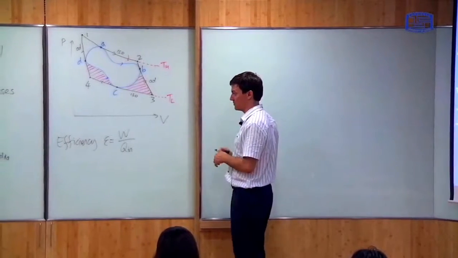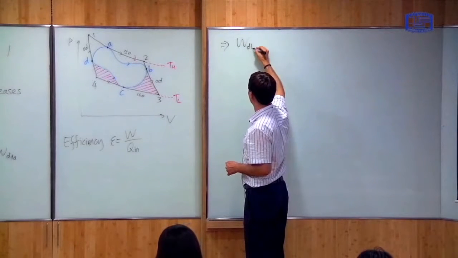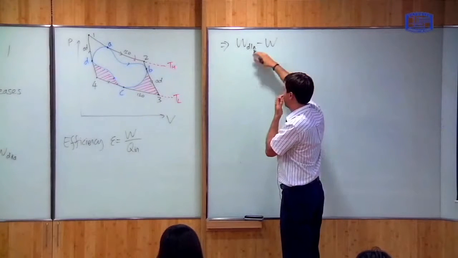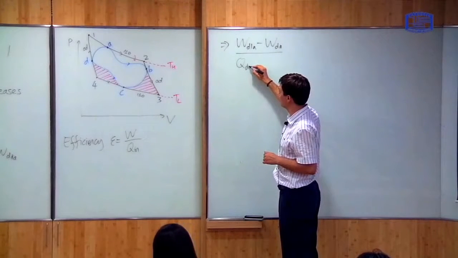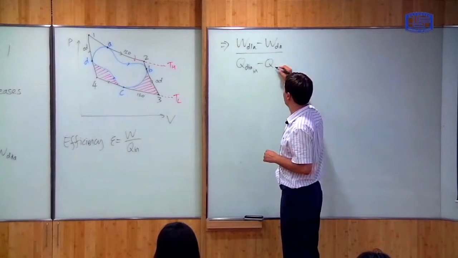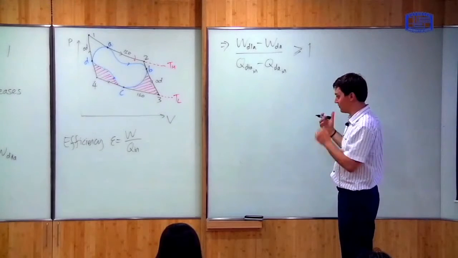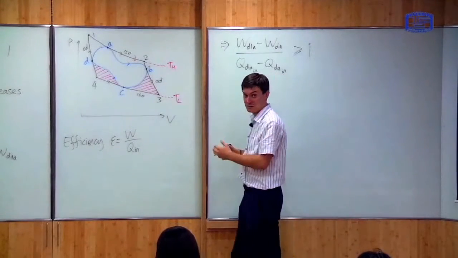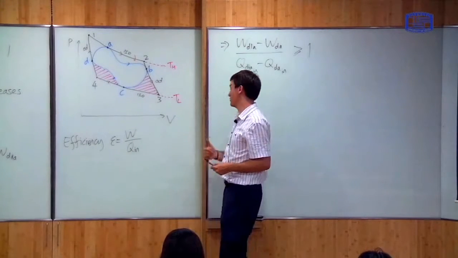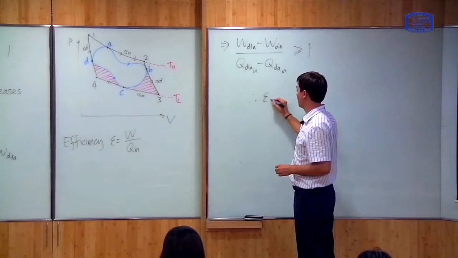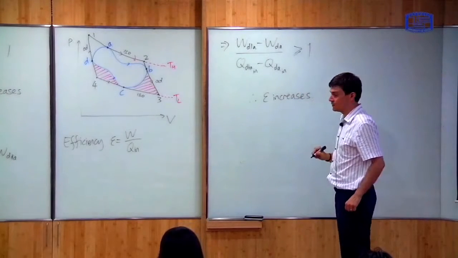And from exactly the same argument that we used last time, you can show therefore that the difference in work between the Carnot cycle and the original cycle divided by the difference in heat in between the Carnot cycle and the original cycle must be greater than or equal to 1, and therefore in turning from the original cycle to the Carnot cycle, we have increased the work more than we've increased the heat in, and therefore we've increased efficiency. So that completes the proof.